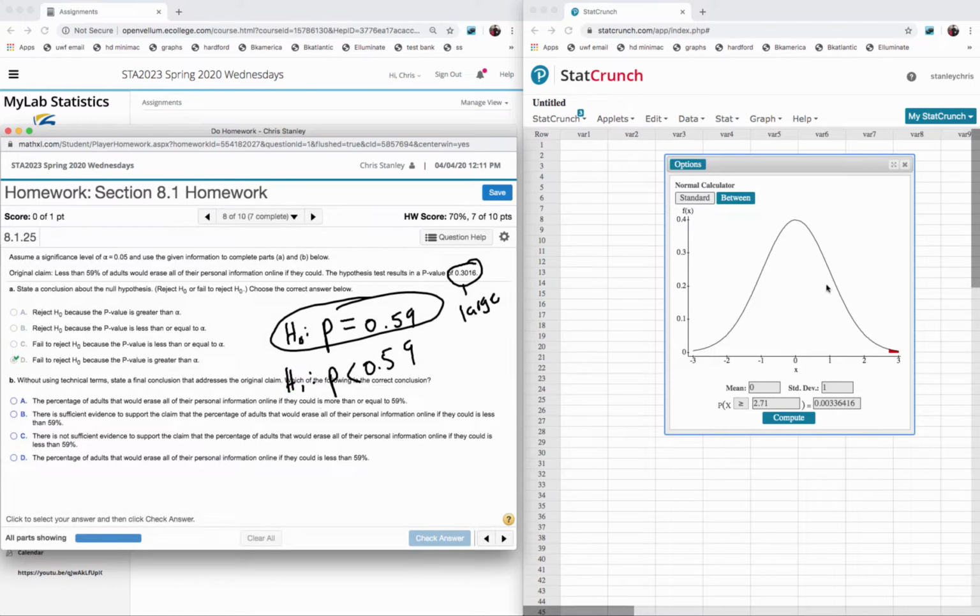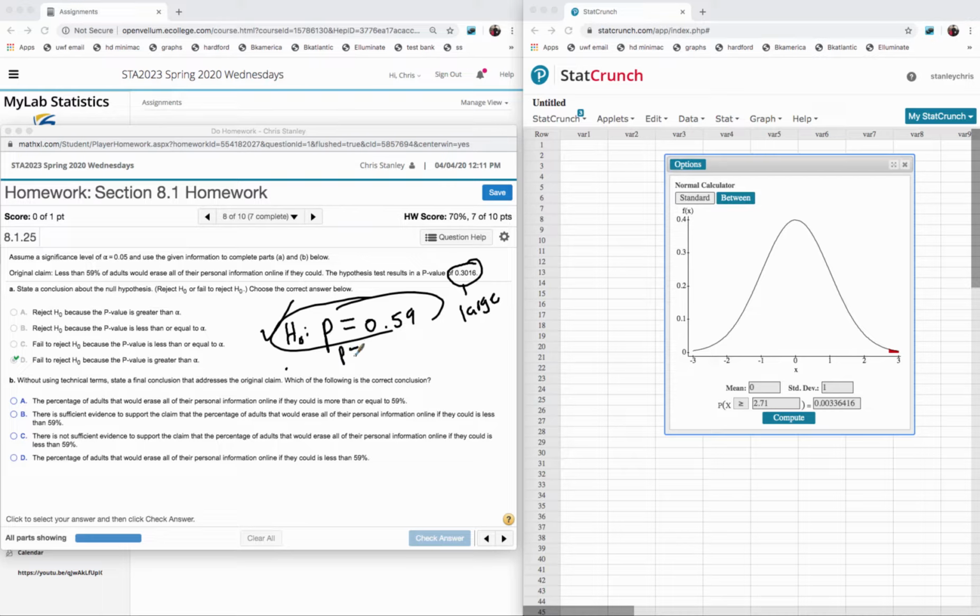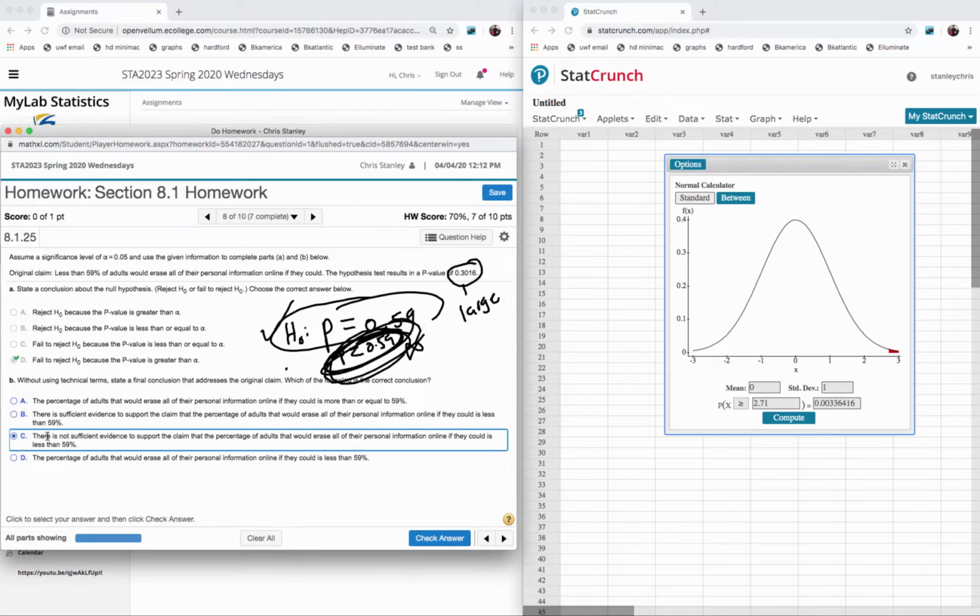Now if you fail to reject, we didn't reject this, so that means we didn't have sufficient evidence that it's less than 59. That's how it works. We didn't have evidence for this. So C, read C. You should always pause before I give you the answer. Pause and see if you can get the answer. If we're not rejecting that it is 59%, then we can't support that it's less than 59%.